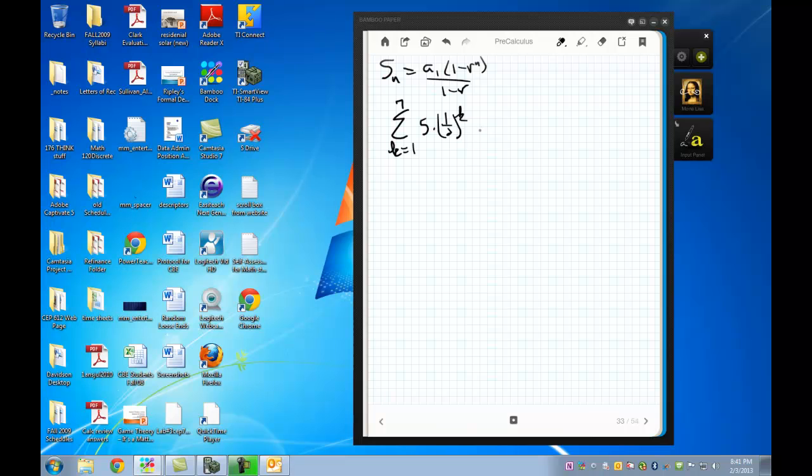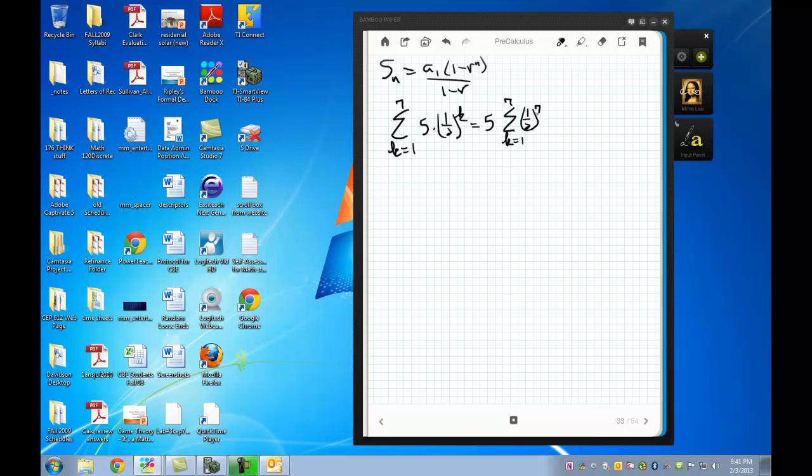Okay, well, the first thing that you're going to want to do with this is apply your rules. Get your 5 out of there, because that's just going to mess with everything. I'm going to pull my 5 out, because remember, the sum of a constant times something, I can pull that 5 out, and I end up with the sum as K goes from 1 to 7 of 1/2 to the K.